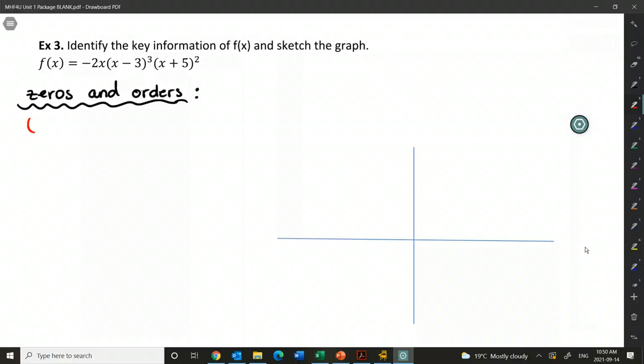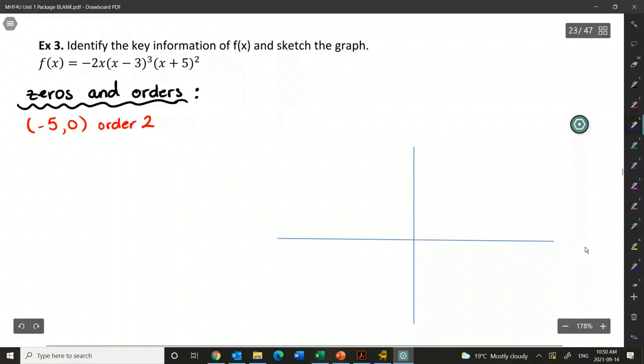Close. Now, what do I have to do if it's in the brackets? Negative. Okay, so -5 and 0. What's the order? 2. Okay. Do you want to do more, or do you want to pass it off to someone else? Okay. Billy? Positive 3, 0. Order? Order 2. Perfect.